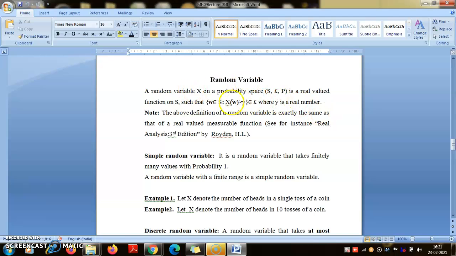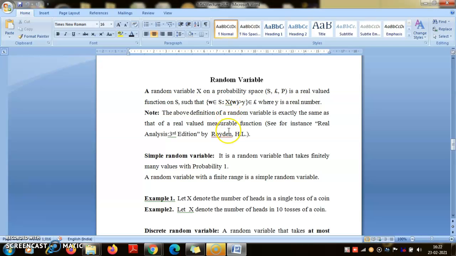So here I am defining a function on S. This is a function with domain S, and for every w in S, X(w) is a real number. So it is a real valued function on S, and so X is a mapping from S to R. This is called a random variable if it satisfies a certain condition: for every real number y, if you look at the pre-image of the open interval (y, infinity), then that must be in F. So what is meant by the pre-image of the open interval (y, infinity)? We are looking at those points in the domain for which X(w) exceeds y.